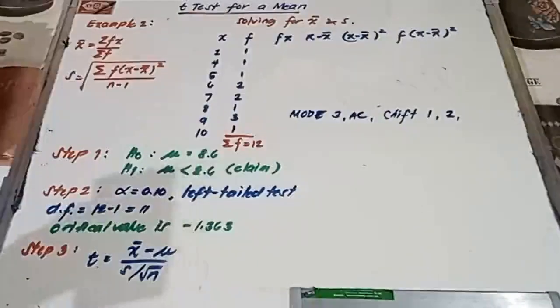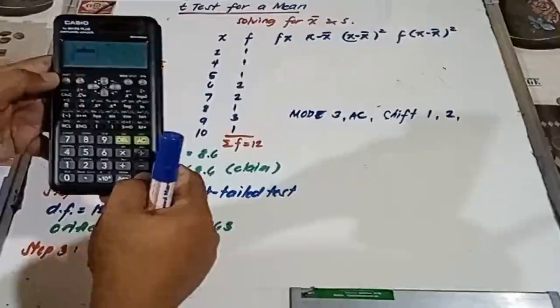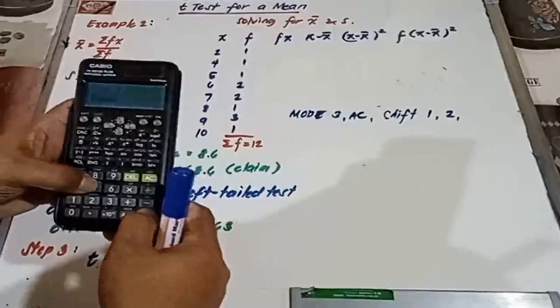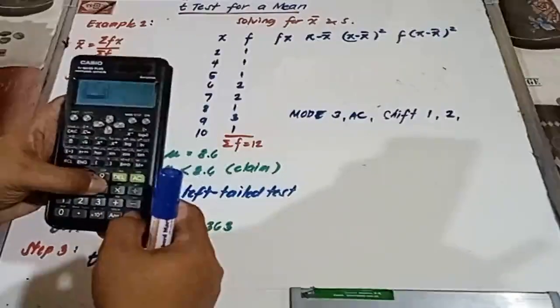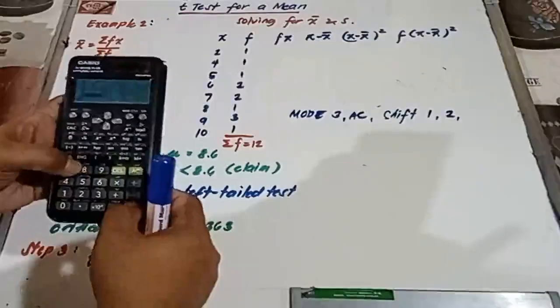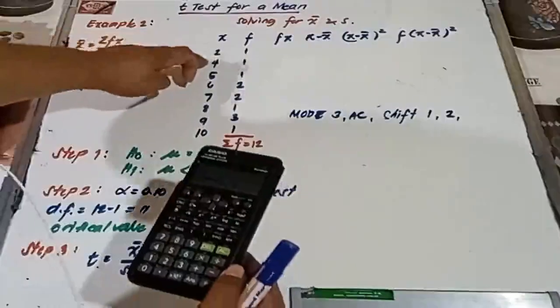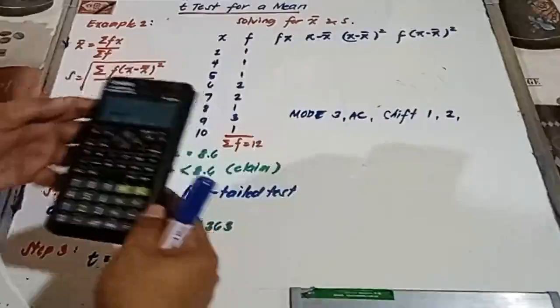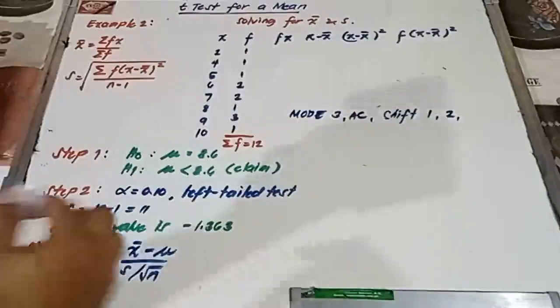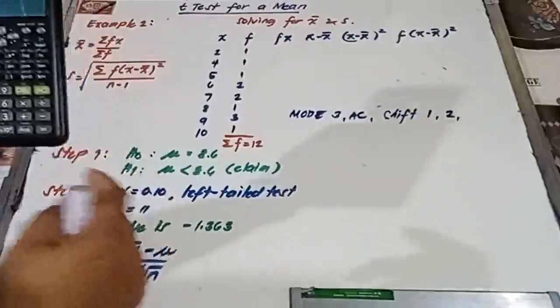And then input natin yung mga X values natin. Yung X values natin, ito yung number of aspirins na intake nila for a week. So press natin 2 equal 4 equals 5 equals 6 equals 7 equals 8 equals 9 equals 10 equals. So, bali siya ay 1, 2, 3, 4, 5, 6, 7, 8. Okay, 8 siya. And then, mapapansin niyo, wala ditong frequency column. So, lalagyan natin ng frequency column.